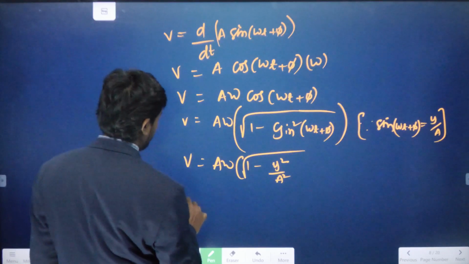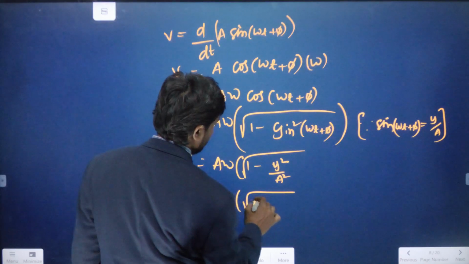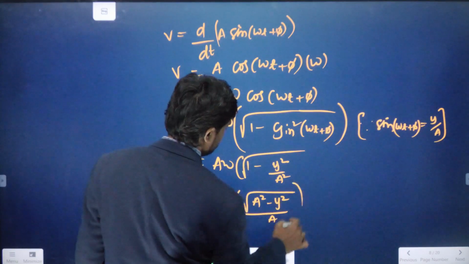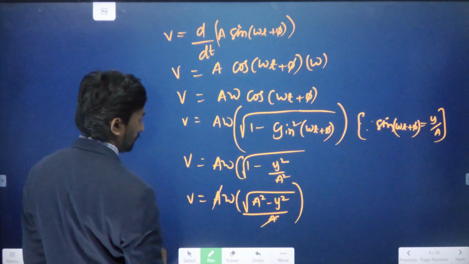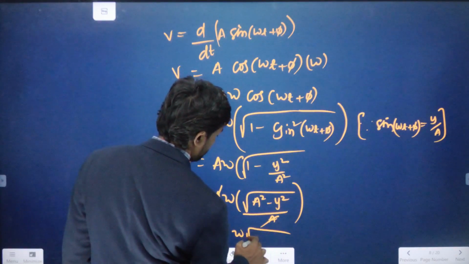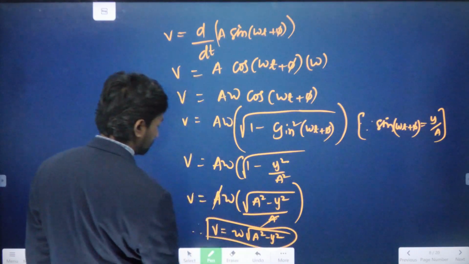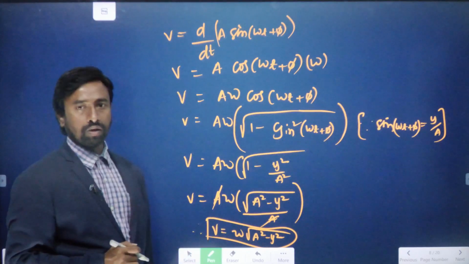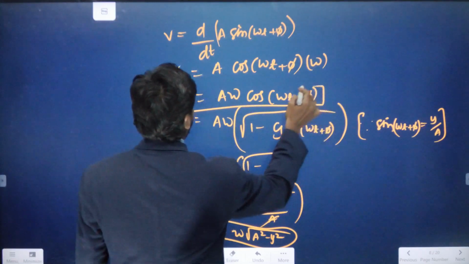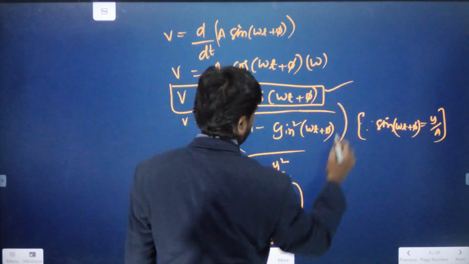Okay. So now we will write v is equal to a into omega square root of (a square minus y square) divided by a square. A square means a will come out from the root, then this a and a will be cancelled. Therefore the velocity equation will be omega into square root of a square minus y square, which is the velocity of the simple harmonic motion of a particle. Or we can write v is equal to a omega cos of omega t plus pi. These two are the equations.